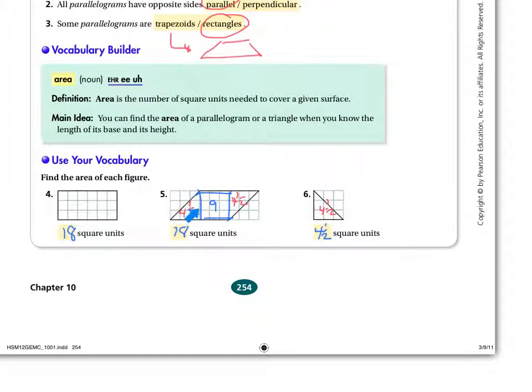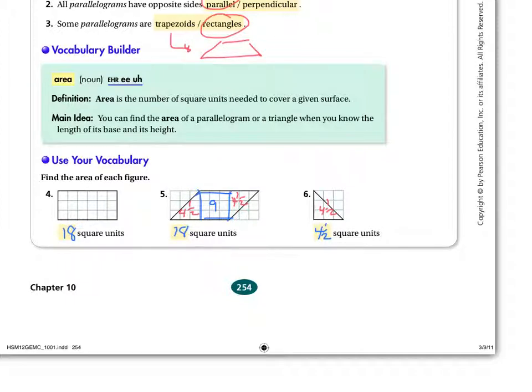If you look at the height of this one, what's the height of this parallelogram? 3. And what's the height of this rectangle? 3. So they both have the same height. What's the base of this rectangle? 6. And what's the base of this rectangle? 6. So they have identical heights and bases. This one's just been pushed over.